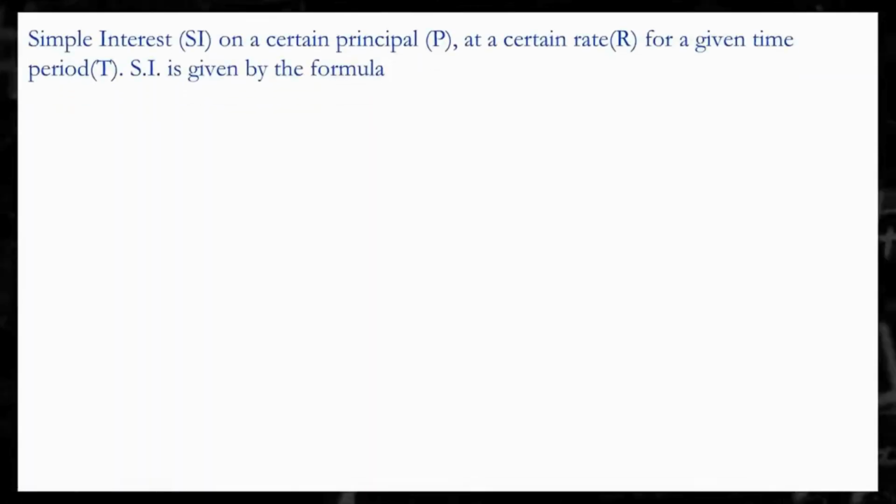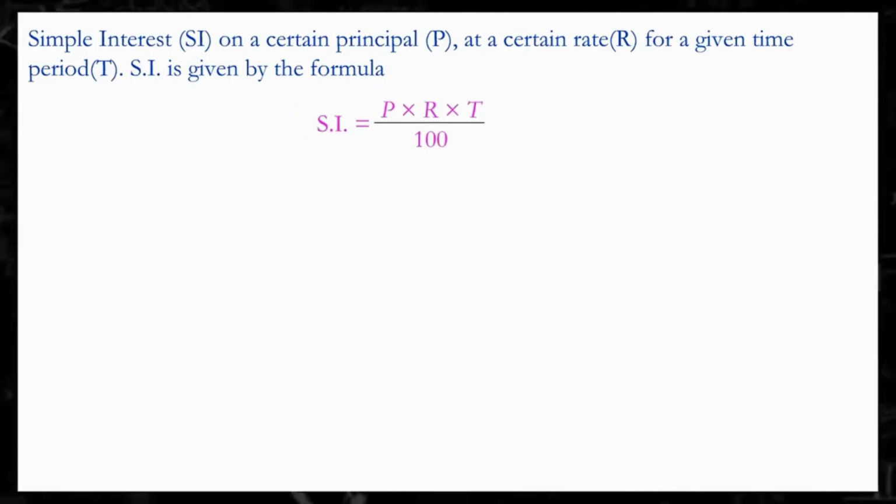Difference between simple and compound interest. Simple interest SI on a certain principal P at a certain rate R for a given time period T is given by the formula SI = P × R × T/100.